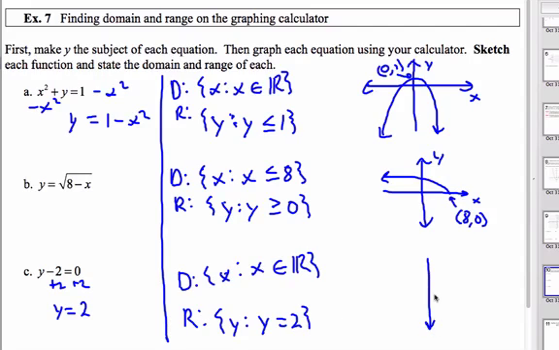And let's sketch the graph. Here's x and y. And here's our function.